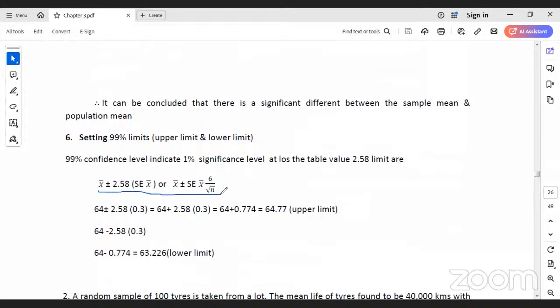64 plus 2.58 into 0.3. That is 64 plus 0.774 is equal to 64.774. So don't write upper limit or lower limit within the brackets. Just leave it. After getting the second value, then we decide which value is the lower value and which value is the upper value. So here 64 minus 2.58 into 0.3, the second one. 64 minus 0.774 is equal to 63.226. Lower limit and upper limit.